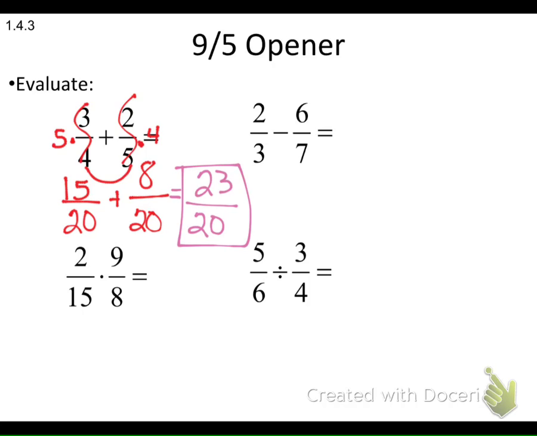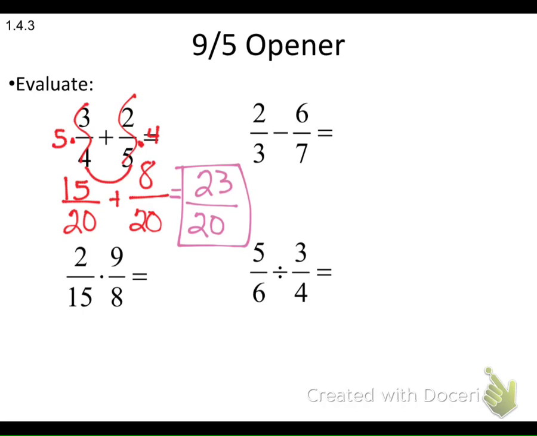Now, how many of you just used your calculator to do the work for you? And you got 1 and 3 over 20. That's a mixed number. When you get that answer, hit second, hit the fraction button, hit the equal button, and it'll get you back to an improper fraction. I don't want mixed numbers. I want improper fractions. Okay, let's look at the second one here.